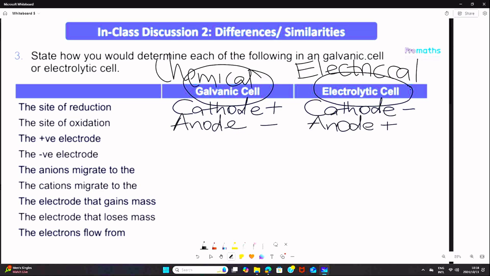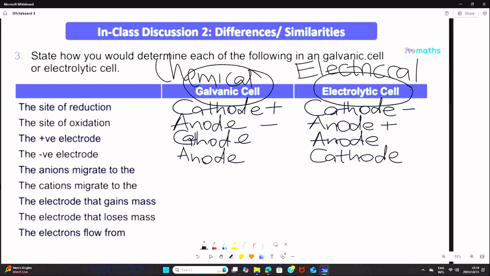We say that the positive electrode in a galvanic cell is the cathode, and the negative electrode in a galvanic cell is the anode. Now in the electrolytic cell, the positive electrode is the anode, and the negative electrode is the cathode.